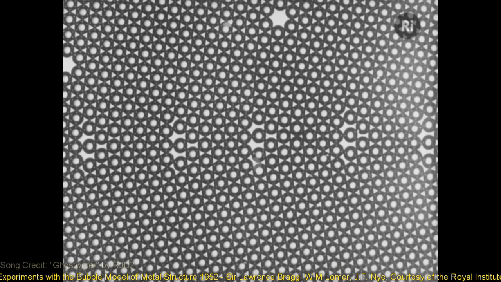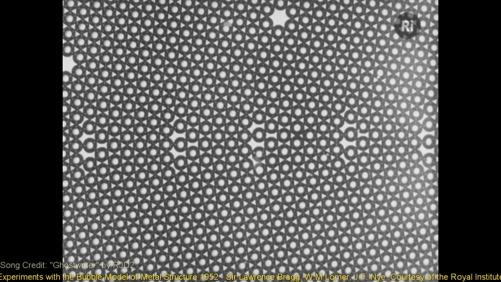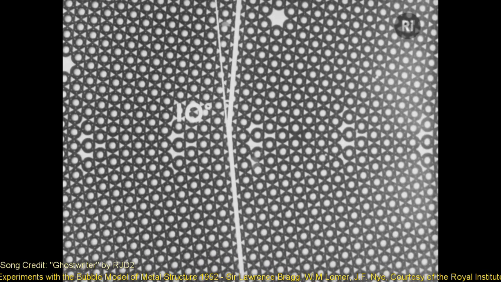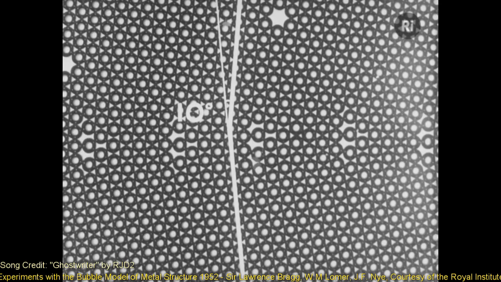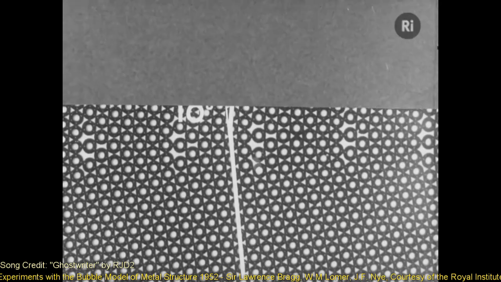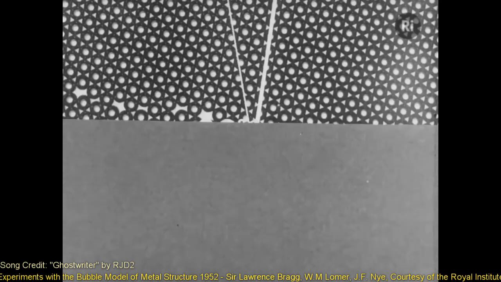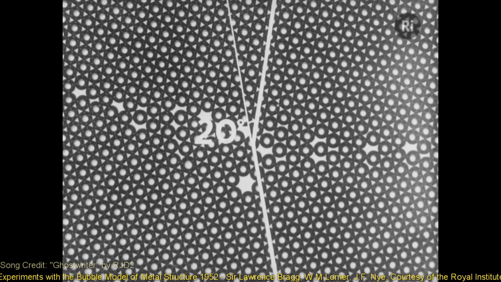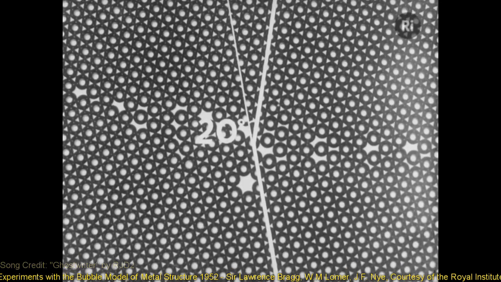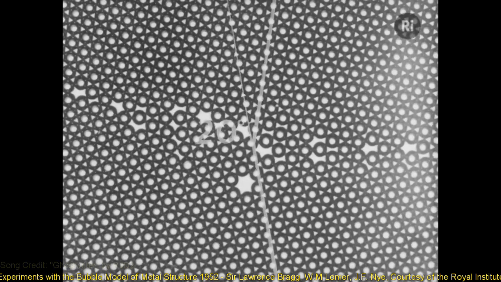So grain boundaries are areas in a polycrystalline material where the crystallographic orientation of the atoms on either side of the boundary are different. The angle of this orientation determines whether or not you have a high angle or small angle grain boundary. If the angle of the orientation difference is greater than 11 degrees, this is what is known as a high angle grain boundary. If it's less than 11 degrees, this is known as a small or low angle grain boundary.